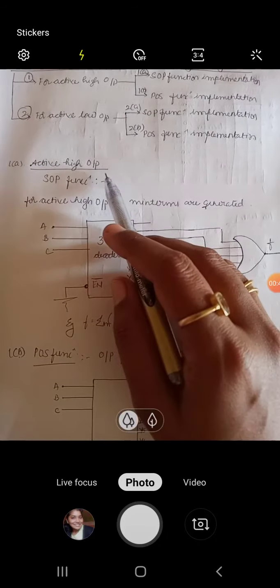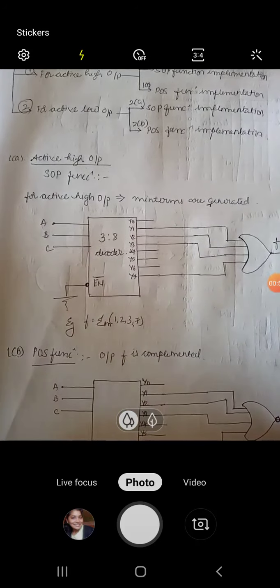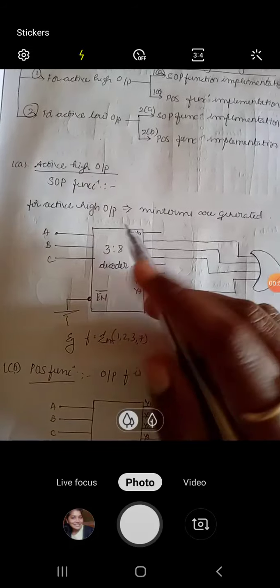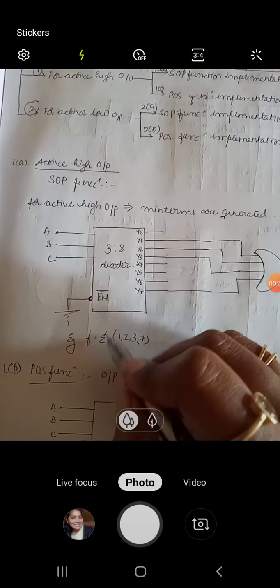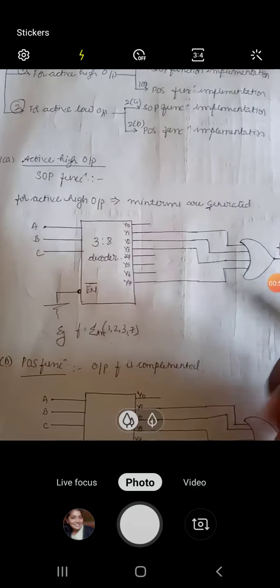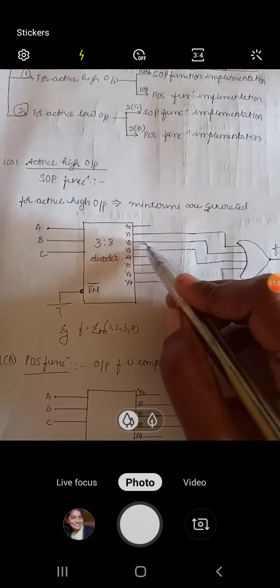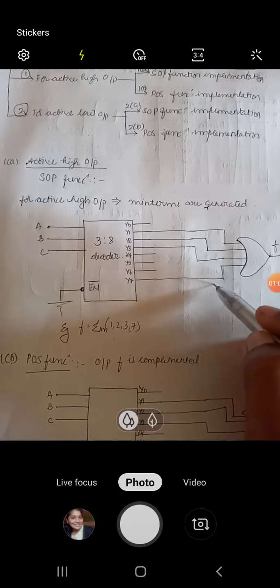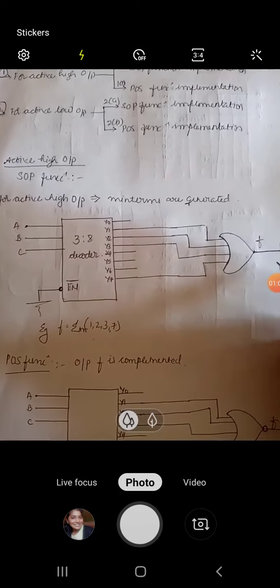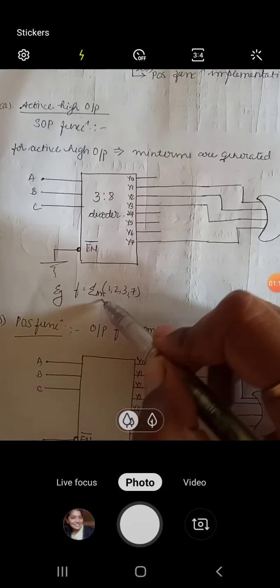So this is for active high output, so it means the output is as usual general. When any function is given, that is summation m of 1 2 3 7, how are we going to represent it in the form of a circuit? As usual, 1 2 3 and 7, you are just going to OR them and you are going to get the output. This is the regular procedure. So out of this, what do you get? You get the min terms.